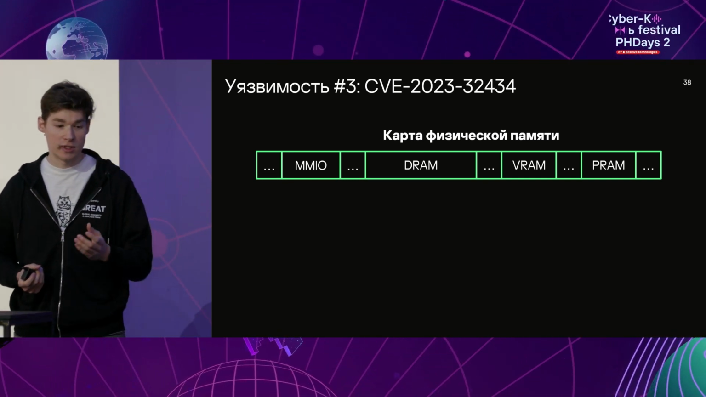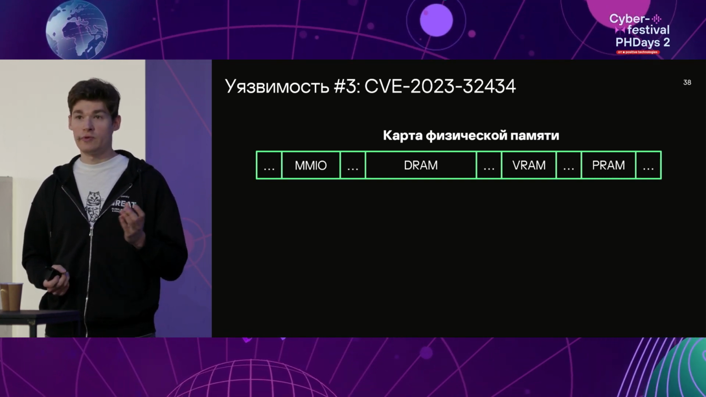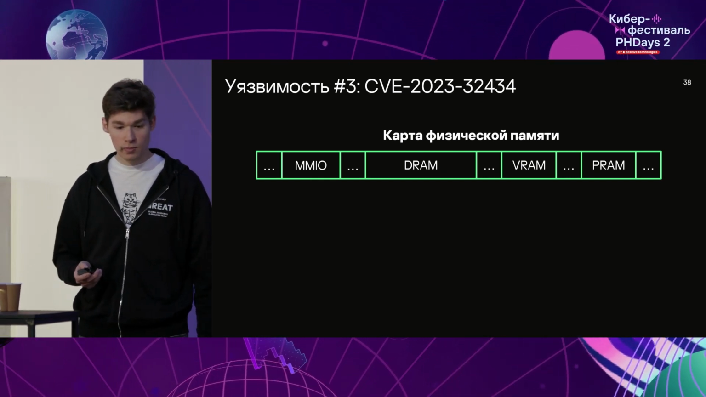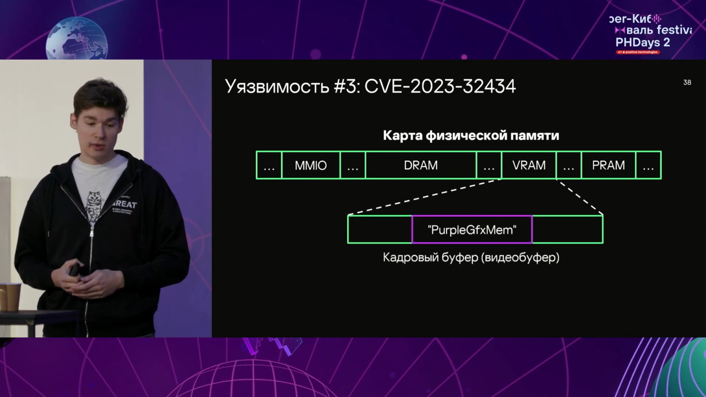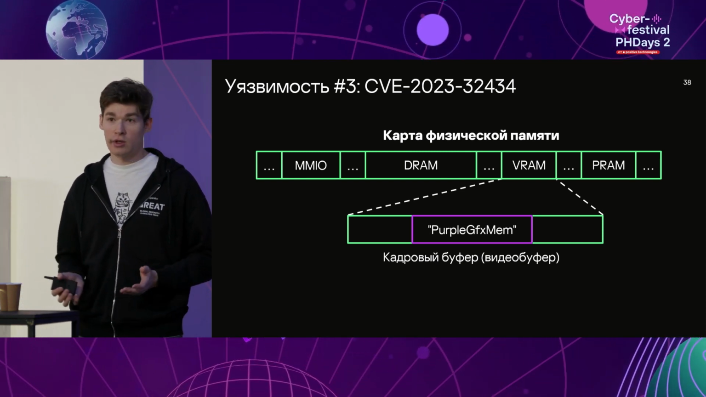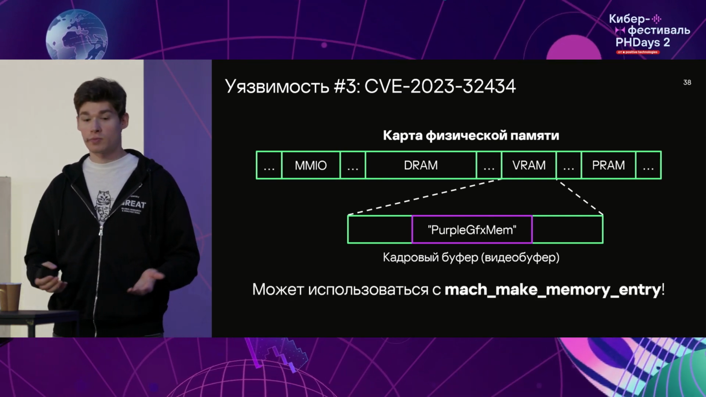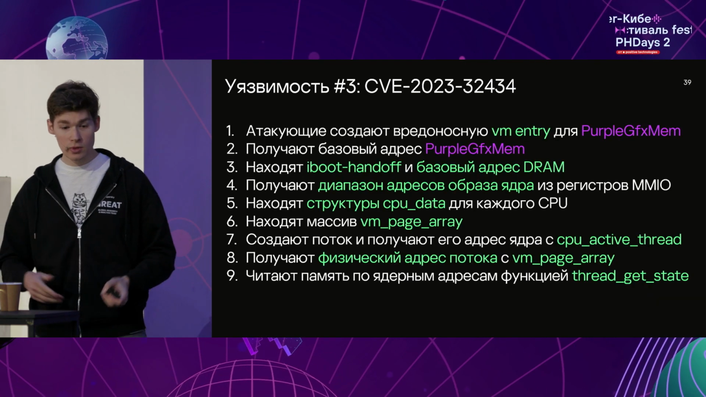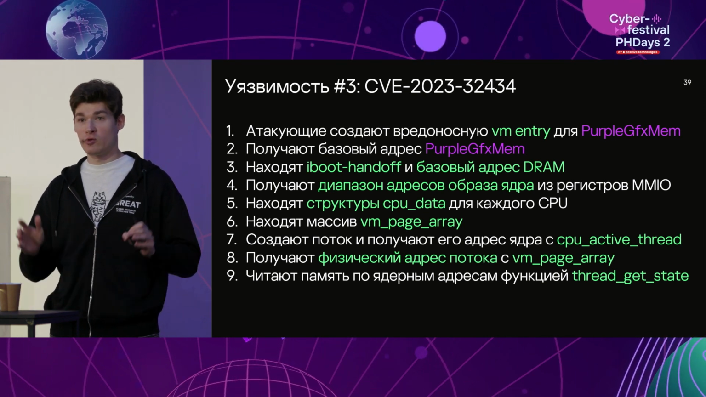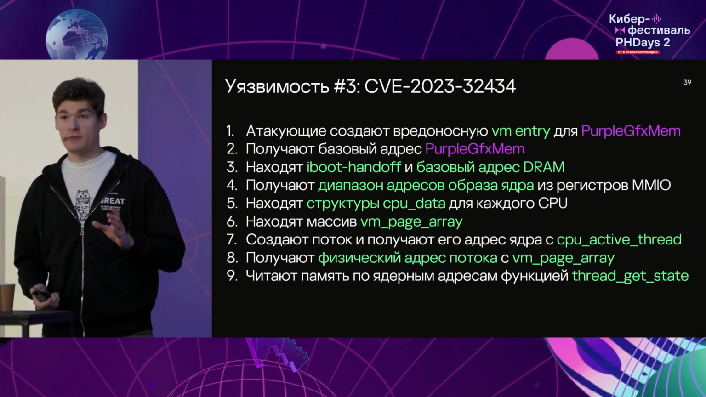This is the diagram of a physical map of iPhones. There's an area with hardware registries, there's DRAM, there's VRAM, there's the flash memory, and in the video memory, a special object is created, purple GFX mem, that's a video buffer essentially. And it can be used together with a syscall, and adversaries use that. And this gives them full access to physical memory, and from the lower level they can address any physical addresses. They can either read or write any physical addresses.